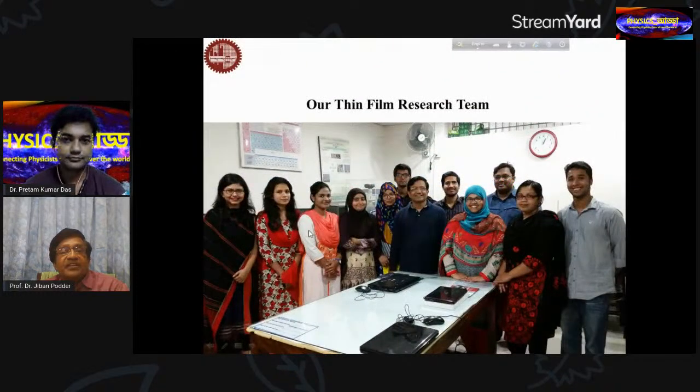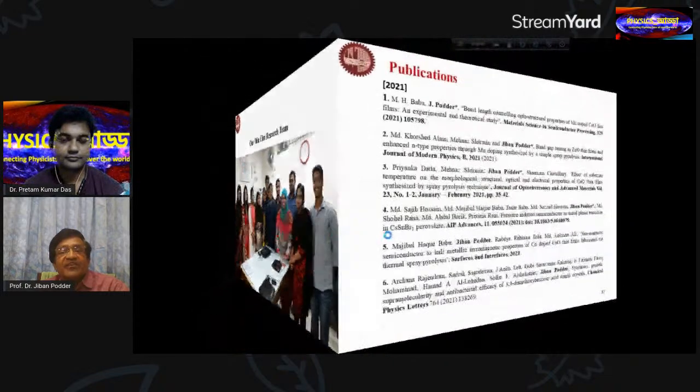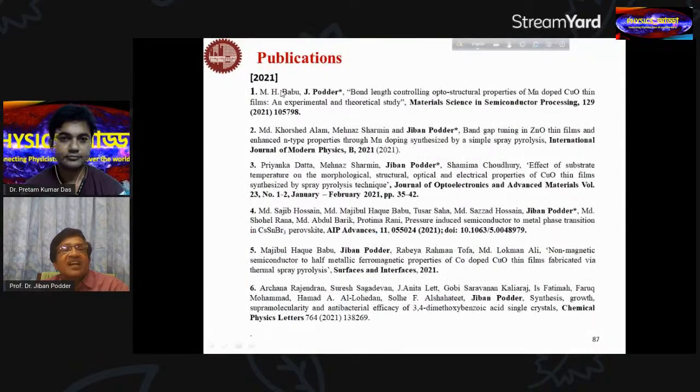And these are the groups of students working in my lab, and Nandita Biswas, who is now working at Limerick University, did the LED devices. All the groups were working with these metal oxide thin films. And this is 21 till today.